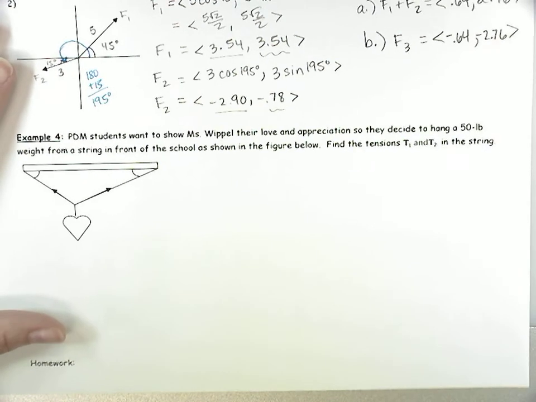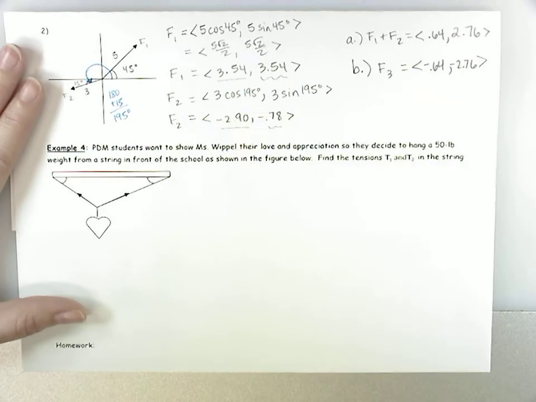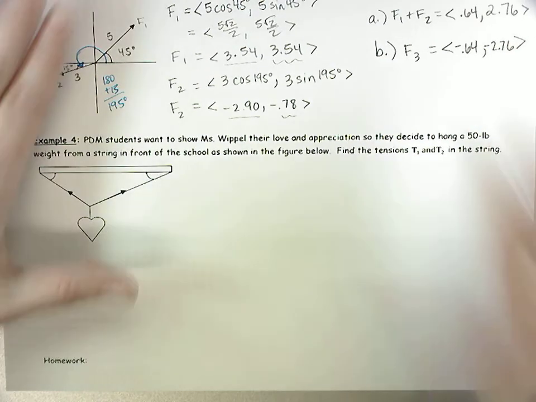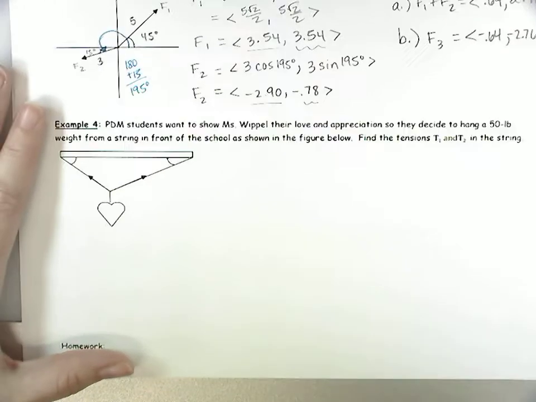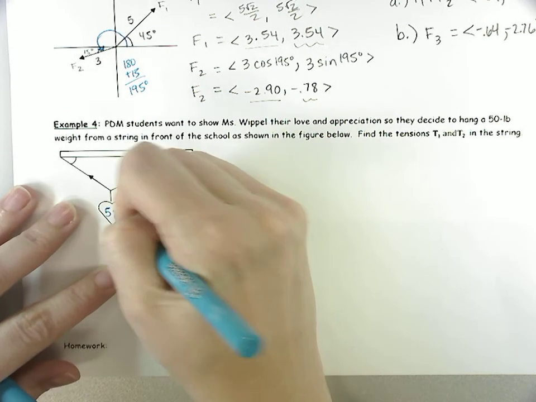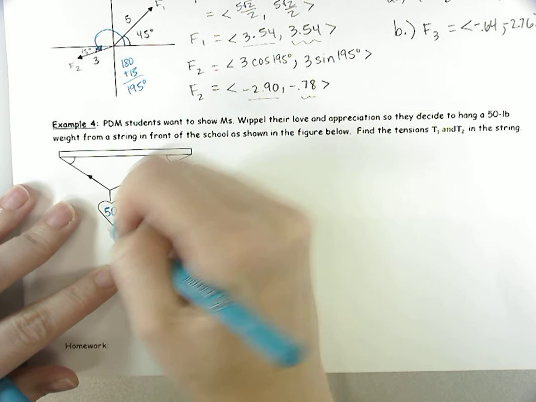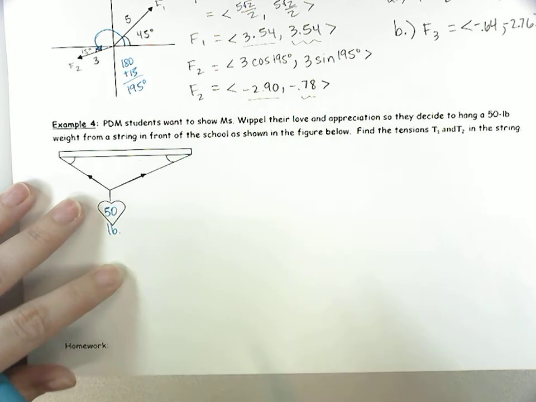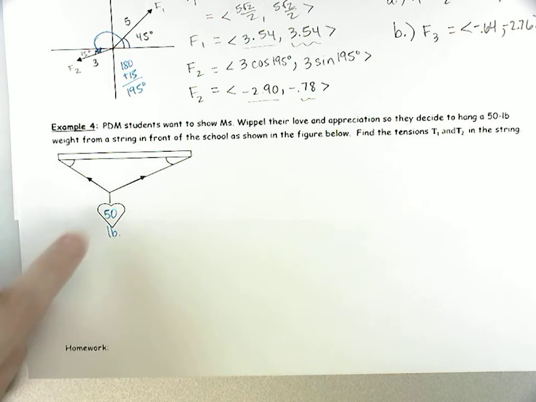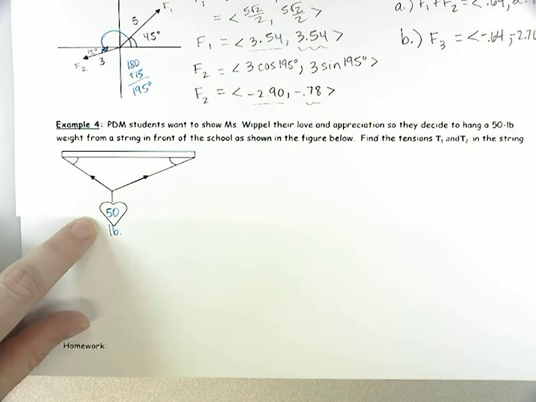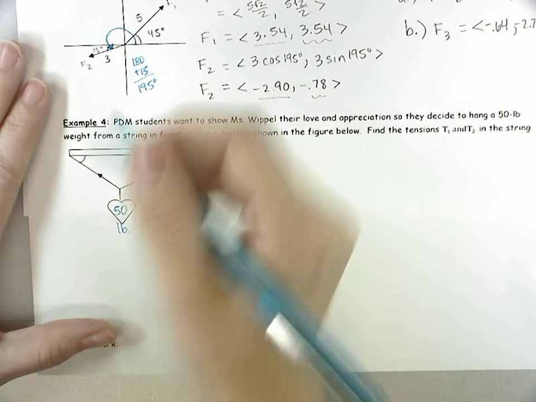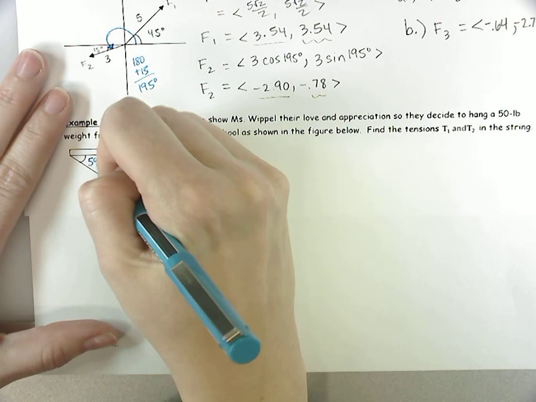So, example 4. My lovely students just want to show their love and appreciation, so I'm gonna hang a 50-pound heart weight from a string in front of the school, as shown in the figure below. This is going to be the 50, and you guys don't have the other labels in there. I'm going to give them to you. So this angle is 58 degrees.